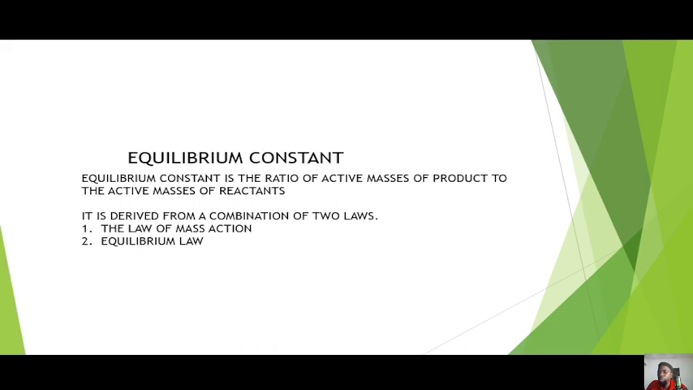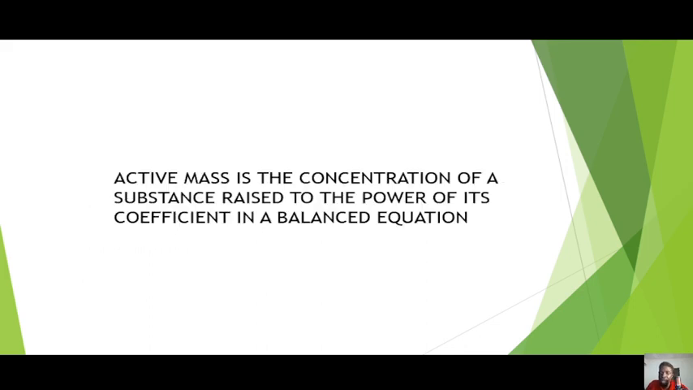These are the two laws that, when you put them together, your understanding of them would help you derive this very important constant known as the equilibrium constant. Now, as I was saying, it is a ratio of active masses of products to reactants. But then we don't know what the active masses are. So let's look at what an active mass is. An active mass is the concentration of a substance raised to the power of its coefficient in a balanced equation. I take it again. An active mass is the concentration of a substance raised to the power of its coefficient in a balanced equation.